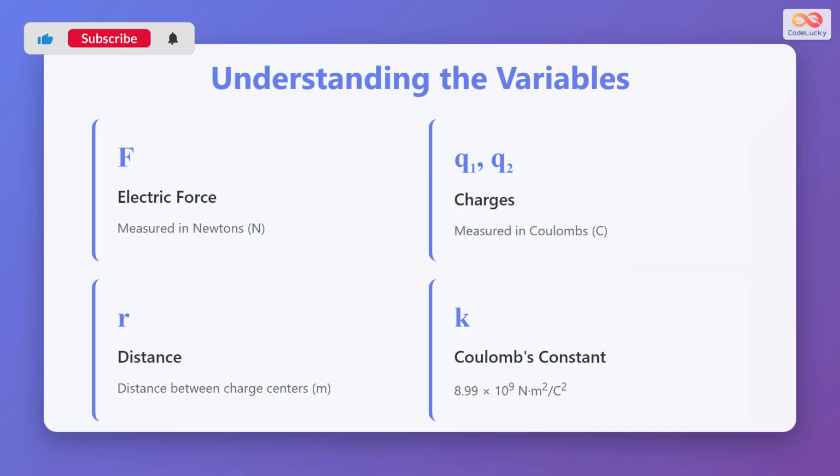Let's understand each variable in the equation. F represents the electric force, measured in newtons. q₁ and q₂ represent the two charges, measured in coulombs. The letter r stands for the distance between the centers of the two charges, measured in meters. And K is Coulomb's constant, which has a value of 8.99 times 10 to the power of 9 Newton meter squared per Coulomb squared. This constant helps us calculate the exact force in standard units.